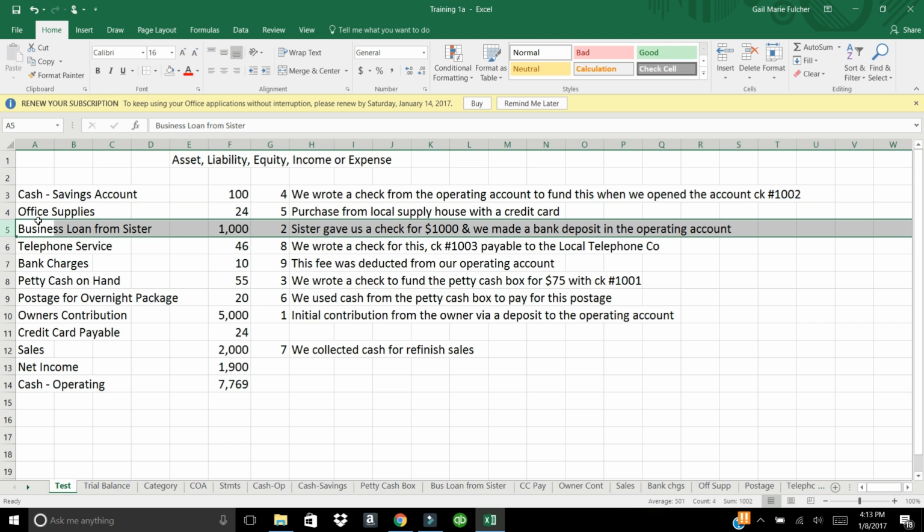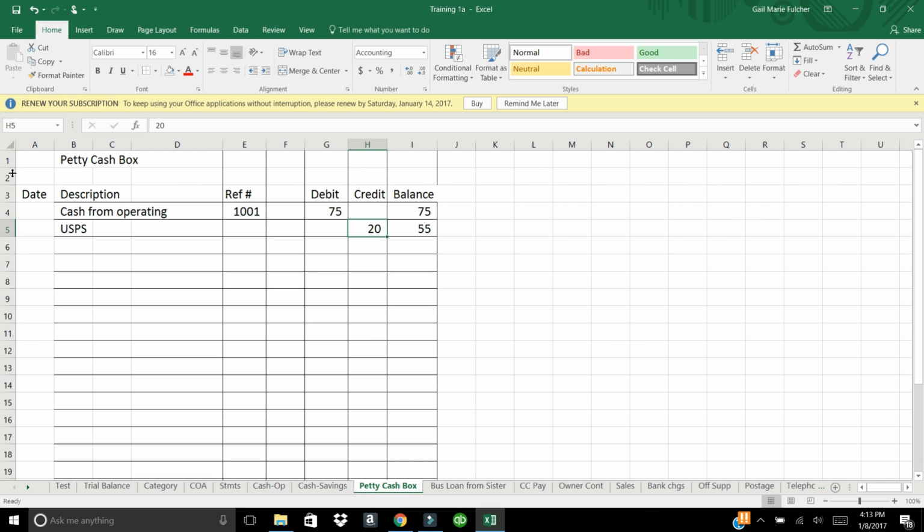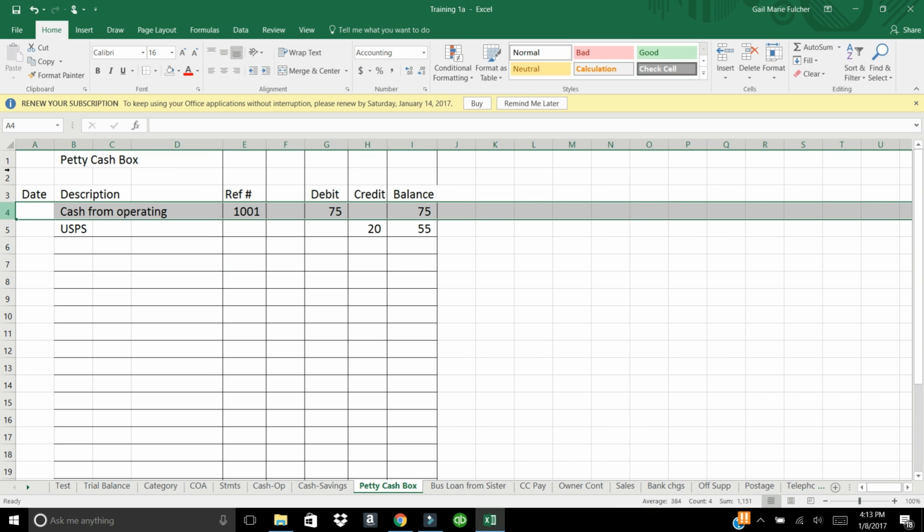All right, number 3, we wrote a check to fund the petty cash box for $75 with check number 1001. So we go to the petty cash box. There we write cash from operating 1001, $75 debit, and our balance is $75. Now, of course, we didn't just put the check in the petty cash box. We cashed the check at the bank and then brought the cash back and put it in the box.